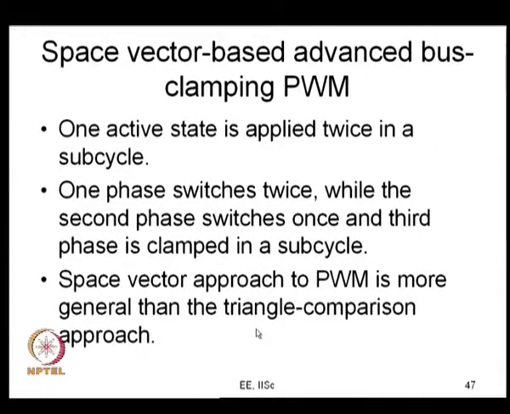Now, we will be emphasizing these points again and again for a while, and in the space vector PWM what we want to say is one active state is applied twice in a subcycle. There are some advanced bus clamping PWM methods which we will discuss specifically in the next one. This is a more general version of space vector PWM, to show that the space vector approach is more general than the triangle comparison approach. So, this is what we will do here.